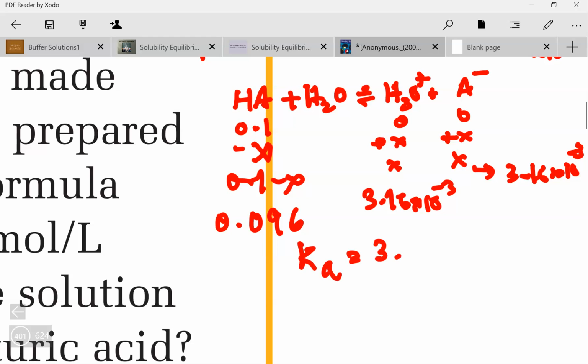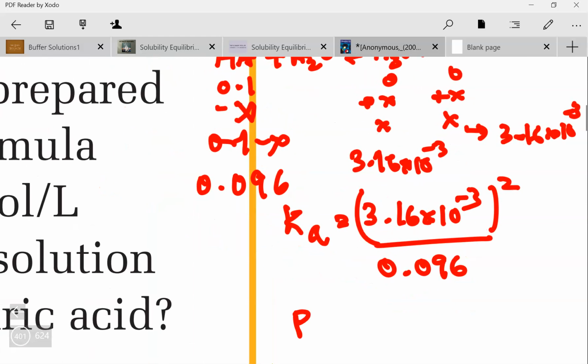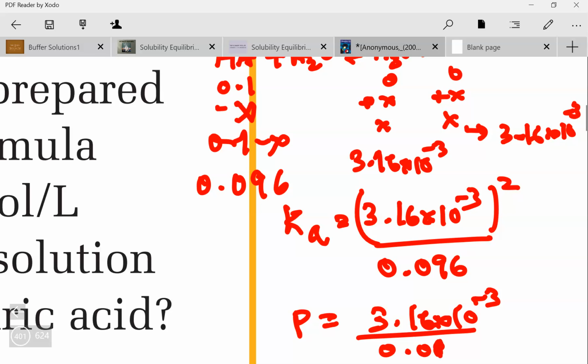Ka equals 3.16 times 10 to the power of negative 3 squared divided by 0.096. I'm leaving you to calculate that. Percent ionization is H plus, which is 3.16 times 10 to the power of negative 3, divided by 0.1, because it's the initial concentration of acid, times 100%. So there's a slight difference there, but when we use our approximation method, that kind of disappears, right? Because we just cancel out this negative x here.